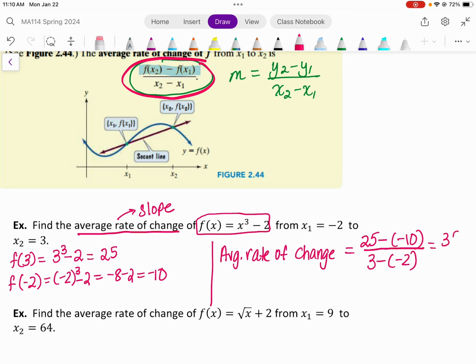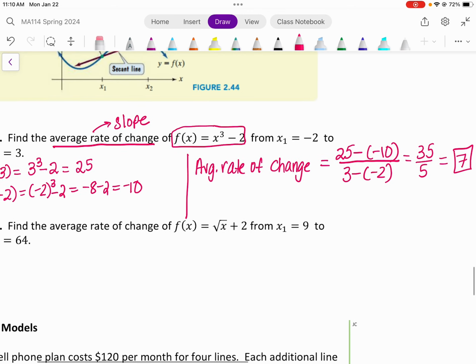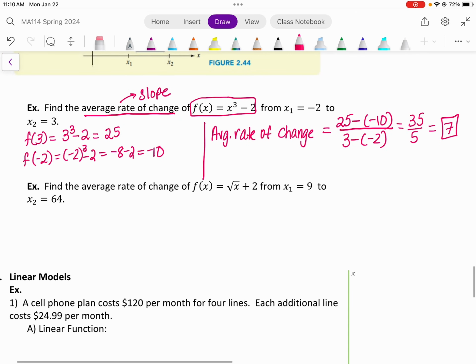And that's 35 over 5. So my average rate of change is 7. We'll try that again right here.